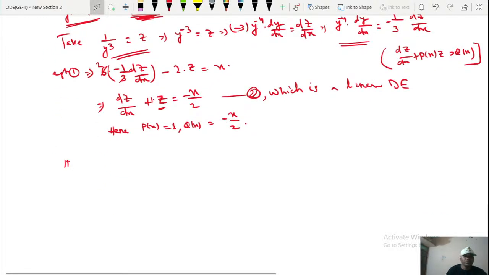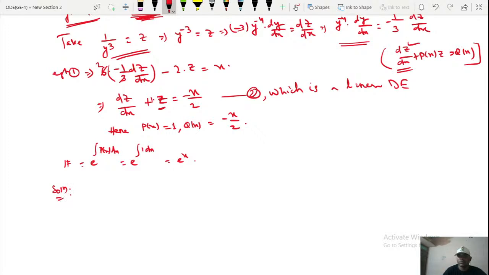Now what will be your integrating factor? This is e to the power integration of p of x dx, which is e to the power integration of 1 into dx. So e to the power x is your integrating factor. Then what will be the solution? In dz by dx, z is the dependent variable, so my solution is z into integrating factor equal to integration of q of x into integrating factor. Q of x is minus x by 2 into integrating factor e to the power x dx.